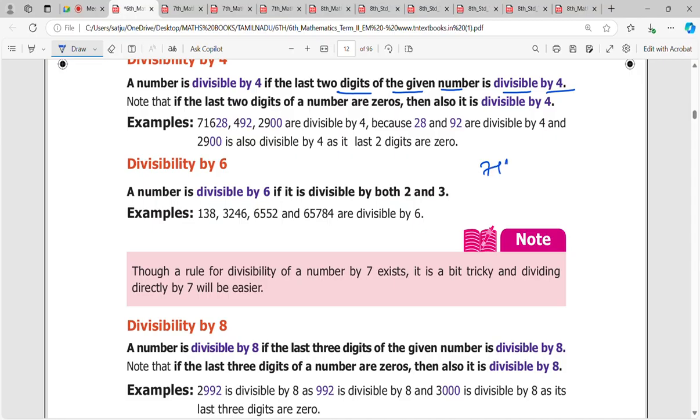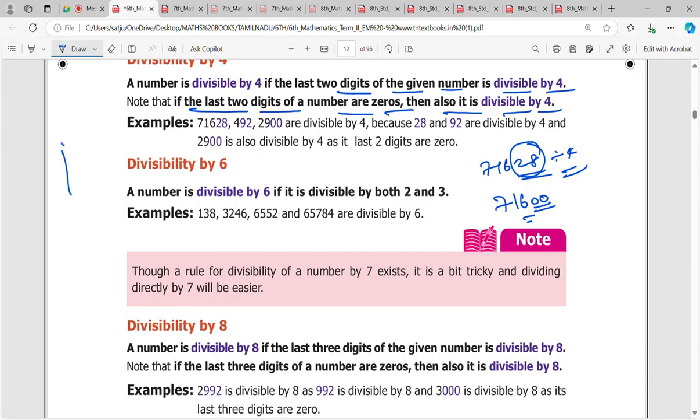For example, 71628, I am giving you the example. Check only the last 2 digits. 28 is divisible by 4. Also if the remainder is 0, it is divisible. Or else, if the last 2 digits of a number are 0, 0, then also it is divisible by 4. So that is why it is very important.